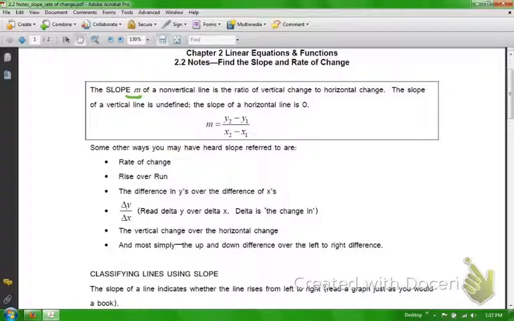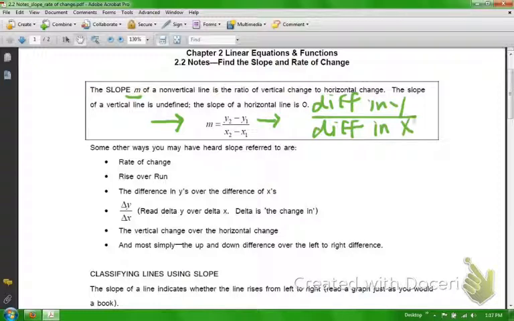The mathematical definition of slope is m equals y2 minus y1 over x2 minus x1. In other words, this is just the differences in y's divided by the difference in the x's. That's all you're doing. It's not overly difficult, you just need to watch your signs. What does trip people up is the larger understanding of slope and the different ways we refer to it.